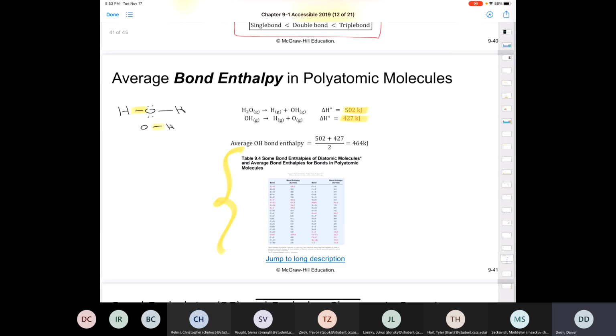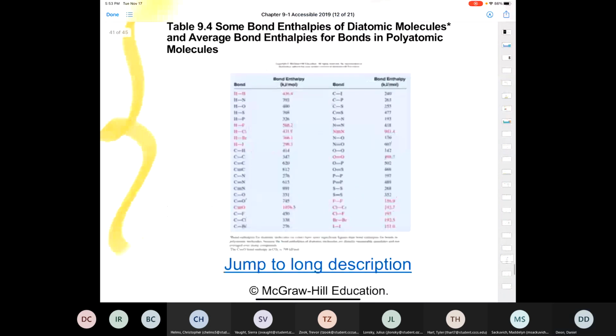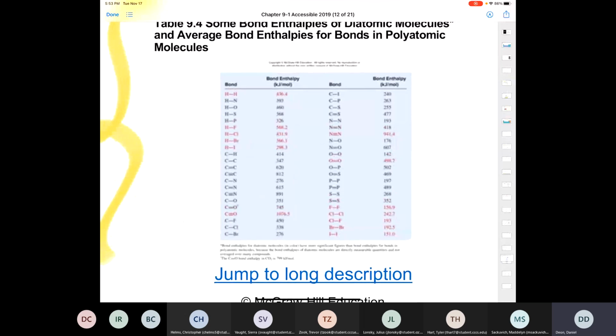So if I go to a table of average bond enthalpies in diatomic molecules, in polyatomic molecules, let's see what it looks like. Now I have it blown up on the next, shoot, I thought I had. We'll try to read it the best we can. It's a little fuzzy, and I apologize for that.